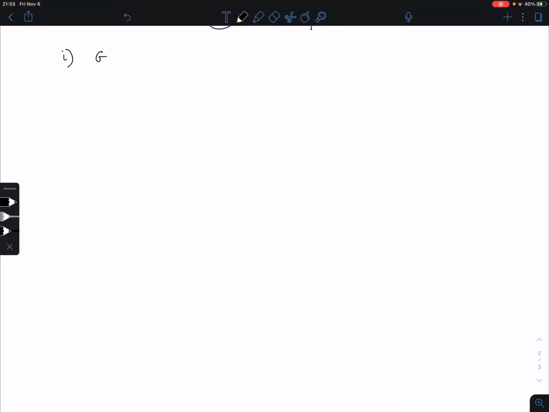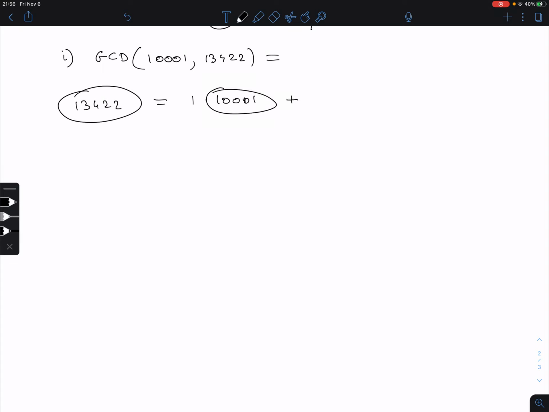So we do the GCD of 10,001 and 13,422. Okay, first of all, what is it and how do you write it? 13,422 is the bigger one. 10,001 goes in there once, right? And what is left is 3,421. Okay, so now I use these two numbers. I don't think it goes there. It only goes there twice.